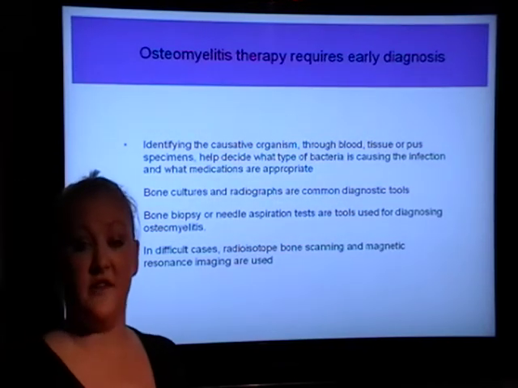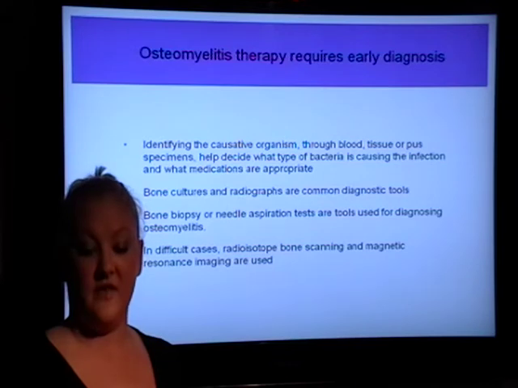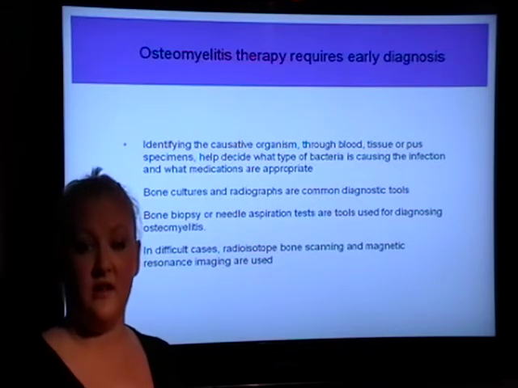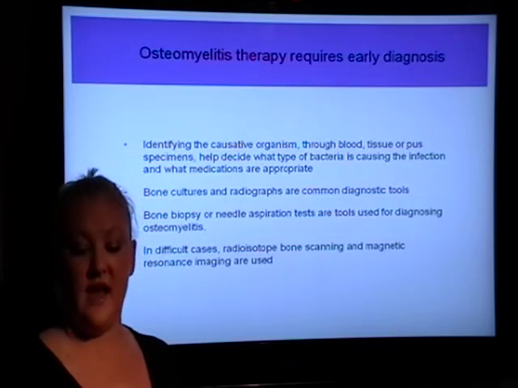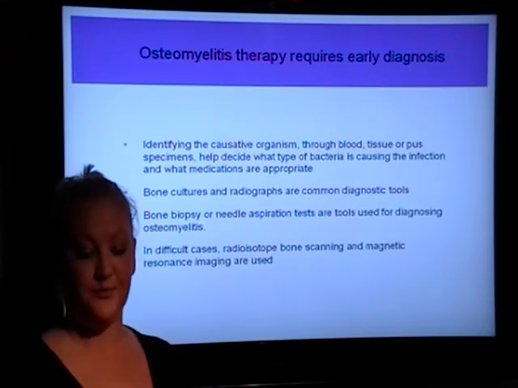Osteomyelitis therapy requires early diagnosis. Identifying the causative organism through blood, tissue, or pus specimens helps decide what type of bacteria is causing the infection and what medications are appropriate. Bone cultures and radiographs are common diagnostic tools, along with bone biopsies and needle aspirations that help in diagnosing osteomyelitis. In difficult cases, radioscopy, bone scanning, and magnetic resonance imaging, or MRI, are used.